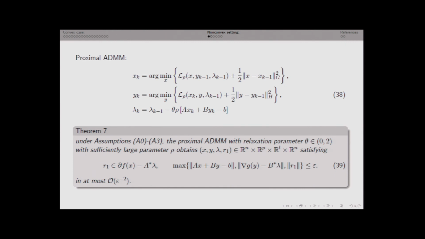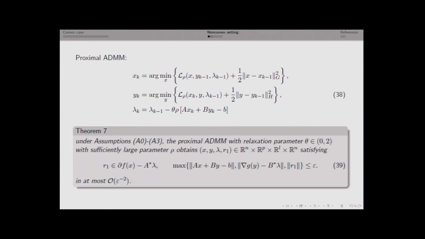Of course, this will also work for the convex case, but in the convex case, it's not interesting to move this parameter. Even in the non-convex case, there's nothing much to do about it. It's required that you use a large penalty parameter. So since it's required, we are able to do the relaxation up to 2.